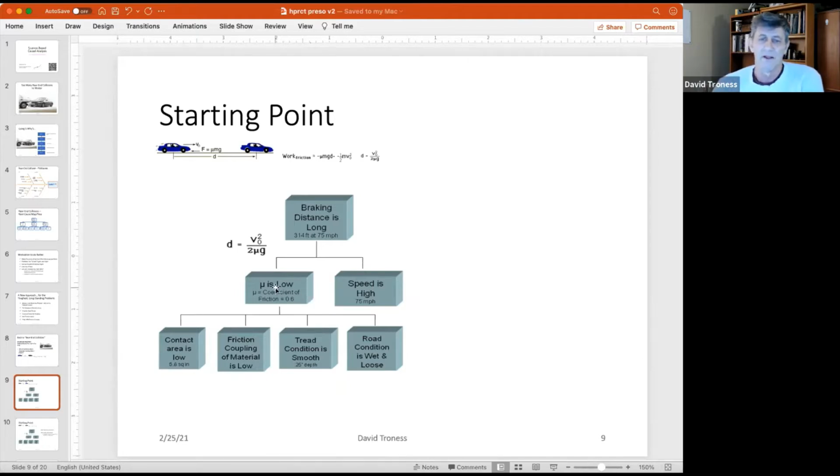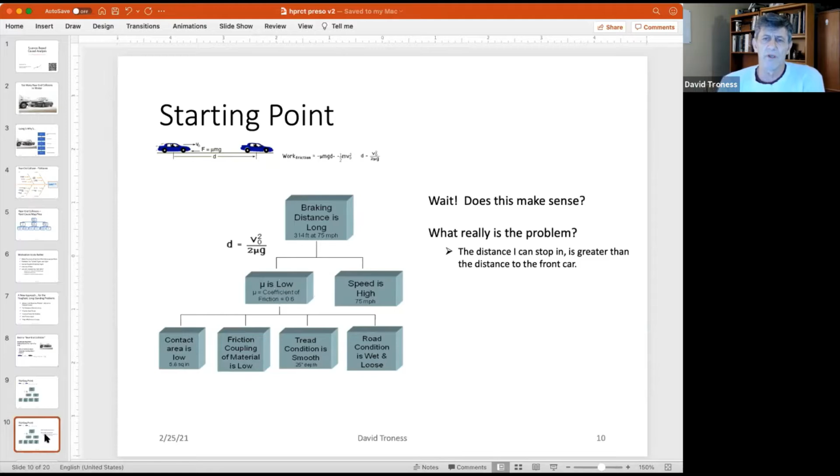So again, coefficient of friction is low, speed is high. We could start breaking down what are the factors that can determine the coefficient of friction. But as often happens in this technique, this can be messy. In a real simple way, I asked myself in this hypothetical situation, does this really make sense to go this direction? What really is the problem? How could I define it in the clearest way possible?